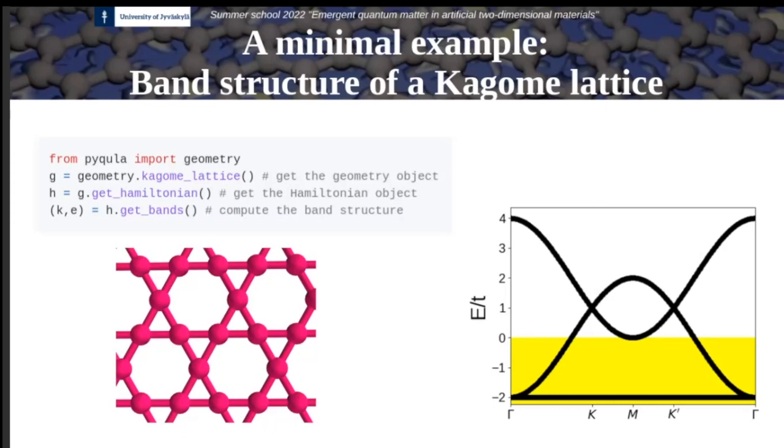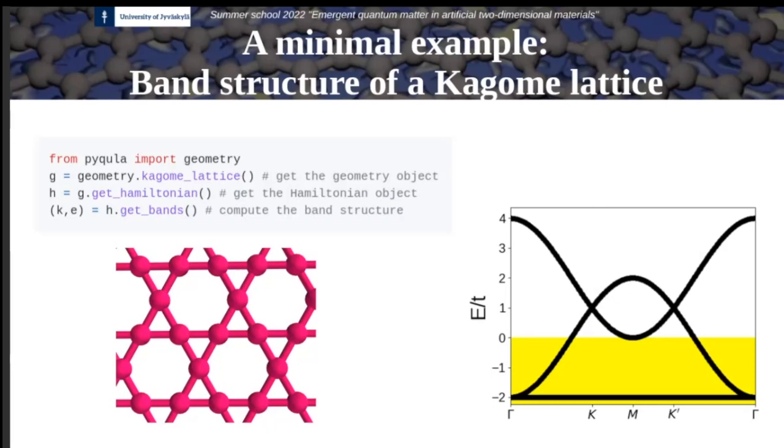That gives you an object that is a Hamiltonian. And then once you have the Hamiltonian, you can just compute the band structure with this method that is get_bands. And then you plot these K and E, which are just 2 arrays, and you get this. So this is the basic idea. You can compute the electronic structure of a Kagome lattice with just 3 + 1 lines of code.